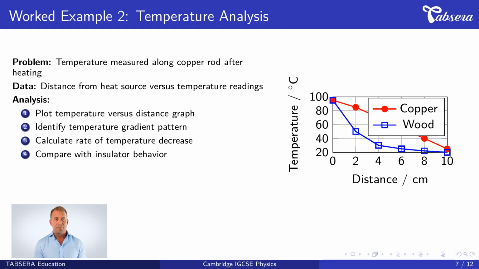Second, identify the temperature gradient pattern. Copper shows a steady, moderate decline in temperature, indicating good heat distribution throughout the material. Third, calculate the rate of temperature decrease. For copper, temperature drops approximately 7 degrees Celsius per centimeter. Fourth, compare with insulator behavior. The blue line shows wood data with rapid temperature drop near the heat source and minimal heat transfer to distant points. The graph clearly demonstrates that copper distributes heat energy more evenly than wood, confirming copper's superior thermal conductivity.